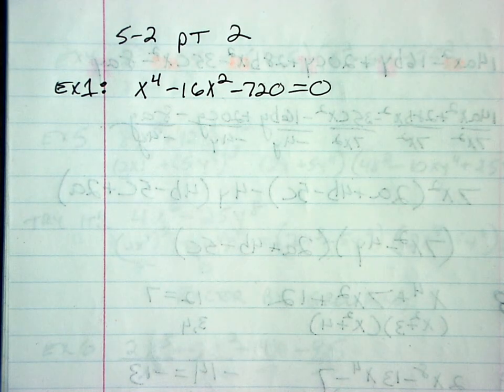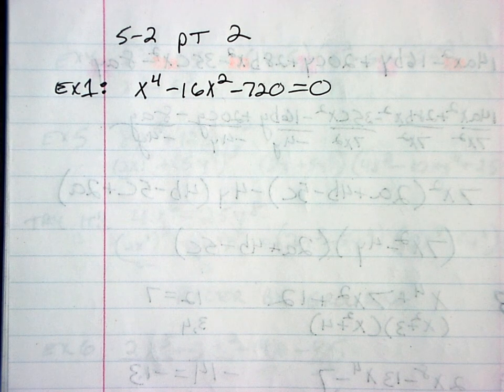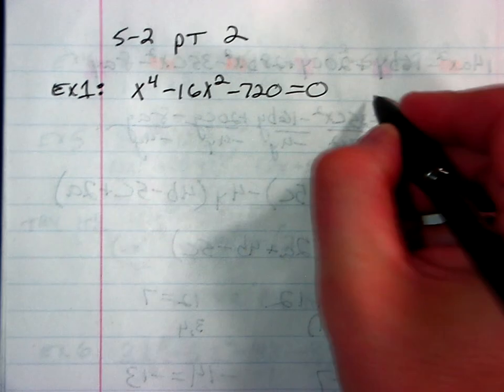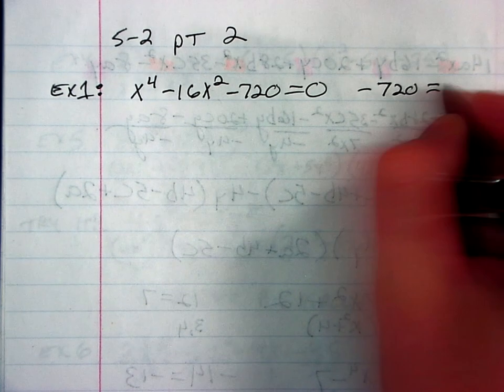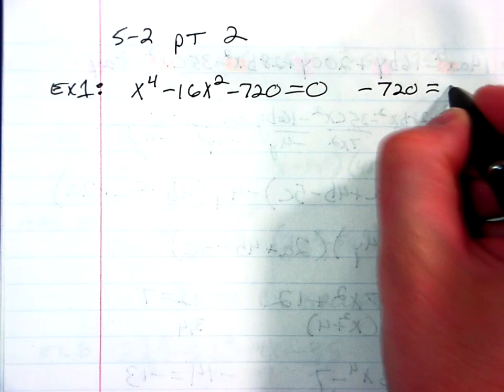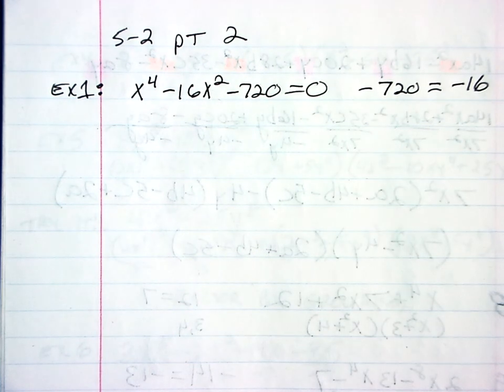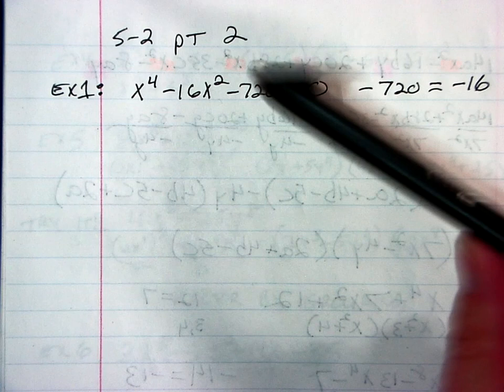X to the fourth minus 16x squared minus 720 equals 0. You don't remember how to do this one? We do 1 times negative 720, so we need factors of negative 720 that equal our b term. Our b term is negative 16. In the interest of saving time, we could say that the signs are different.